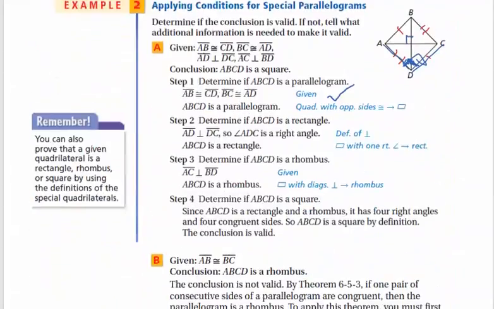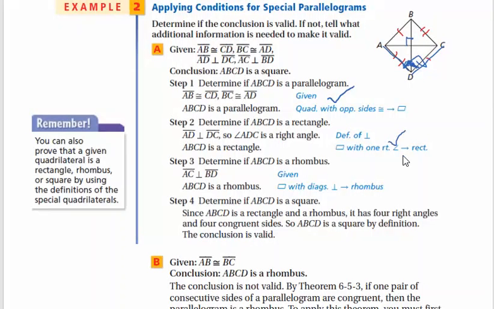So we already know it's a rectangle. It's a parallelogram, it's a rectangle. And now we got to see if it's a rhombus. And because the diagonals bisect each other, it is also a rhombus. So we have that it's a parallelogram, a rectangle, and a rhombus, which means then that it is a square, because a square, by definition, is a rectangle and a rhombus.